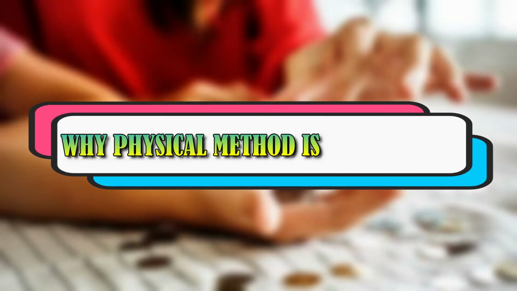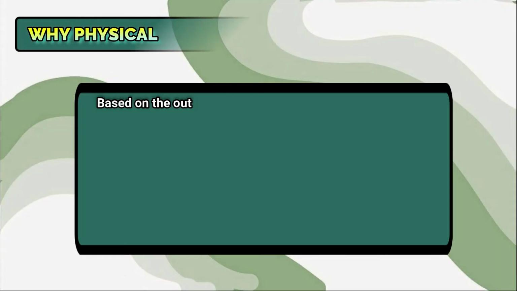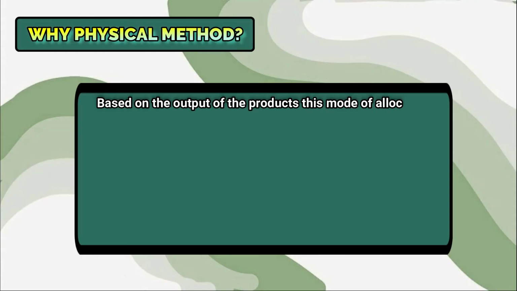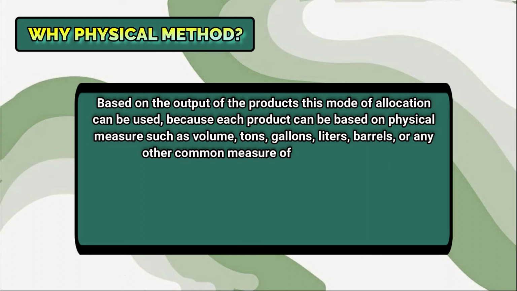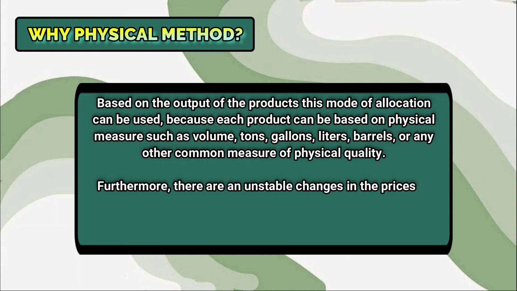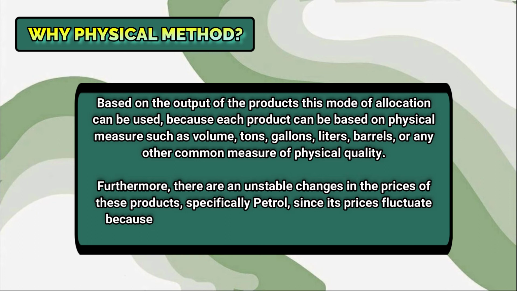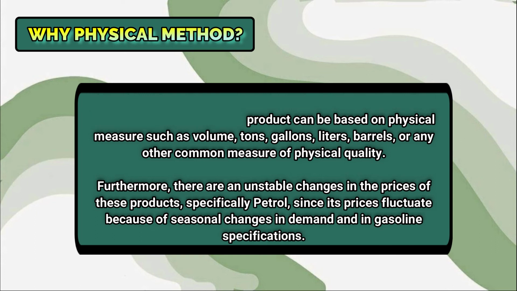Why is the physical method applicable? Based on the output of the products, this mode of allocation can be used, because each product can be based on physical measures such as volume, tons, gallons, liters, barrels, or any other common measure of physical quantity. Furthermore, there are unstable changes in the prices of these products, specifically petrol, since its prices fluctuate because of seasonal changes in demand and in gasoline specifications.